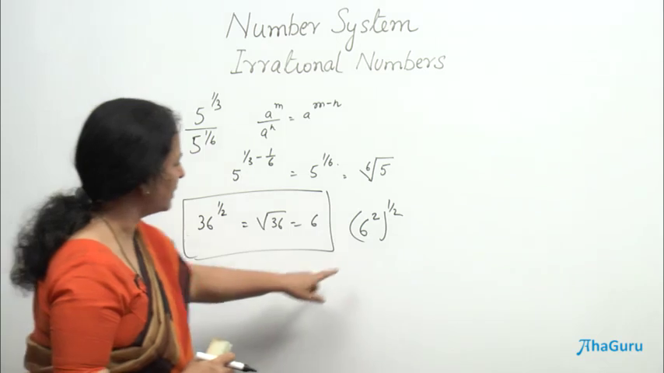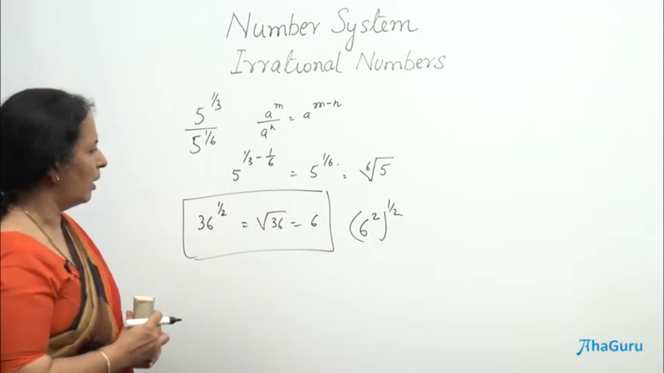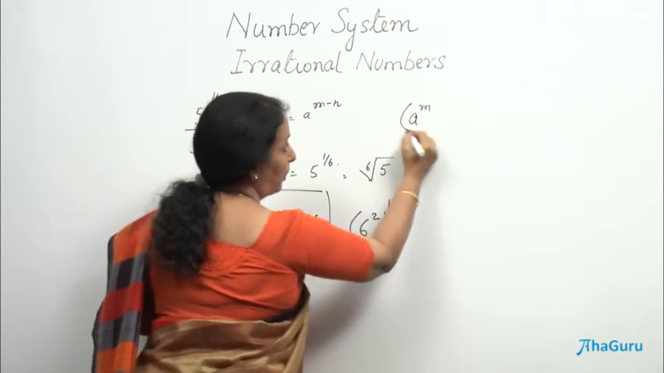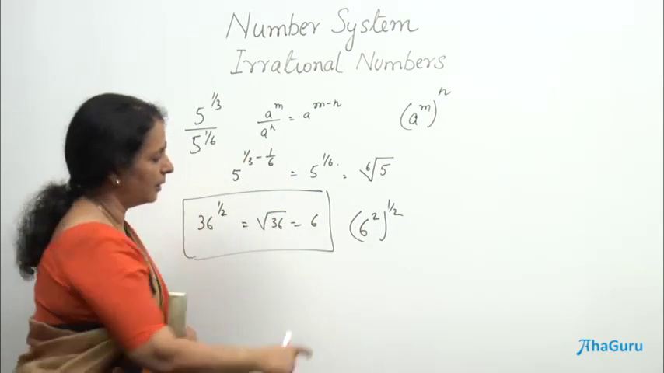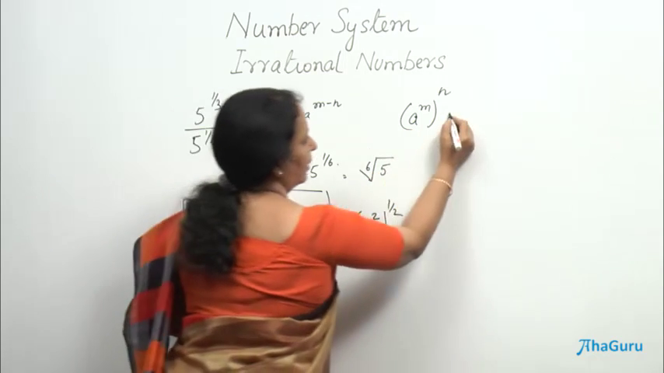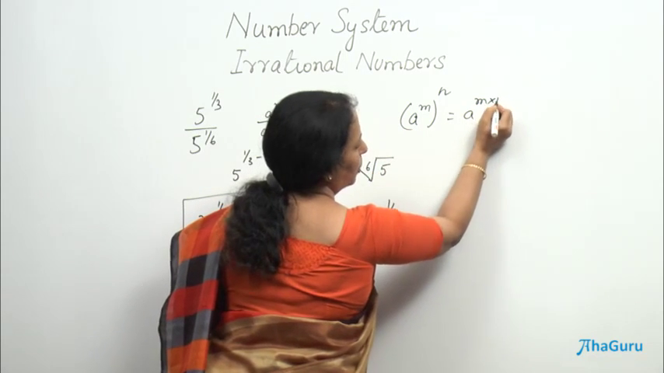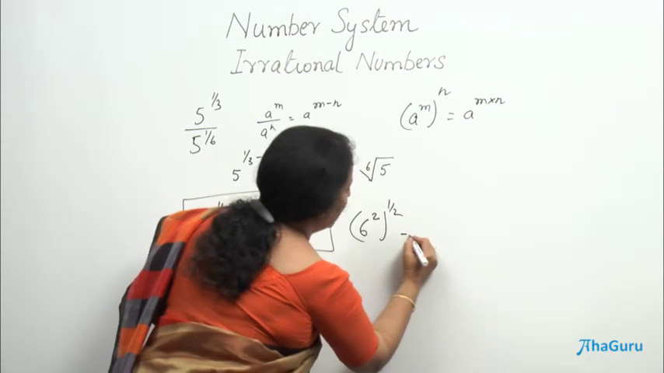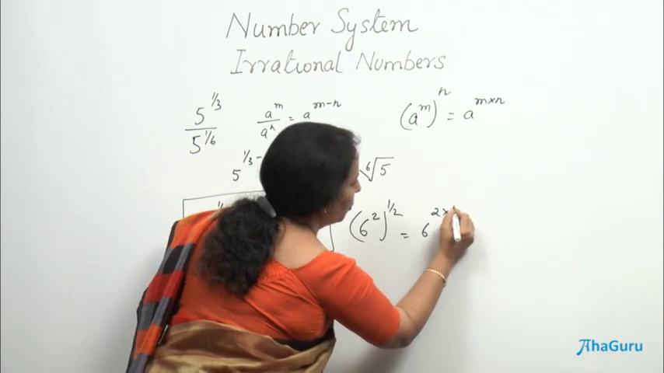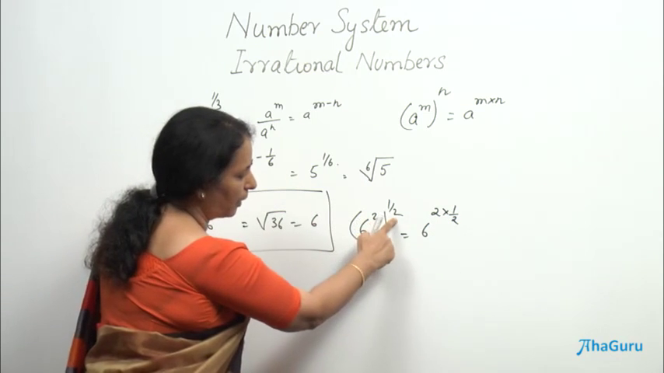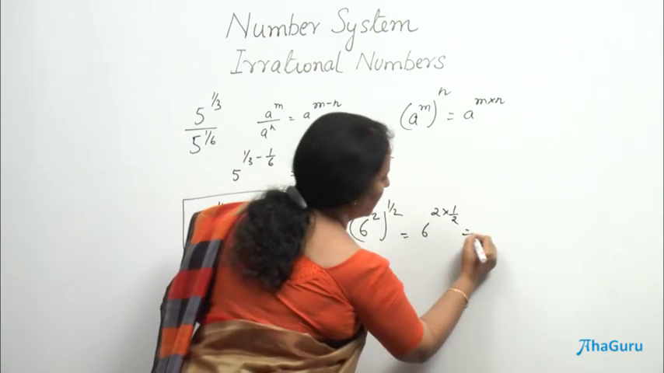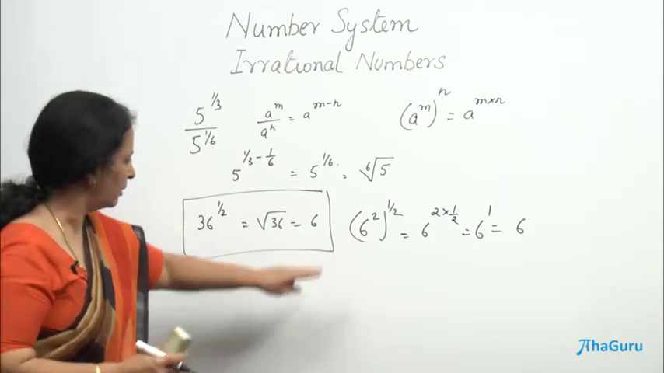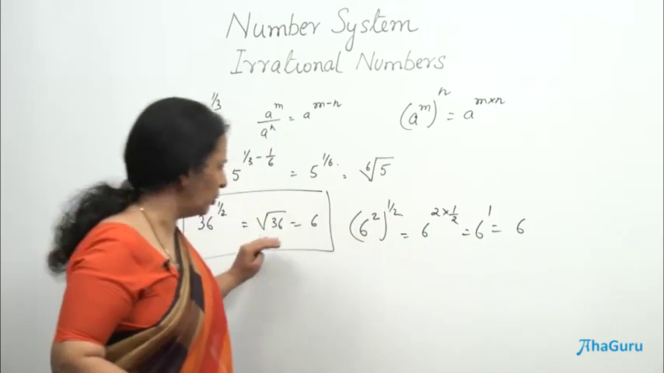So, I have written 36 as 6 square, whole thing to the power half. Now, what is this? Actually, it is a to the power m, whole thing to the power n, isn't it? This is nothing but a to the power m into n. So, this can be written as 6 to the power 2 into half, and if I cancel the 2, we get 6 to the power 1, which is 6. So, both ways it works.